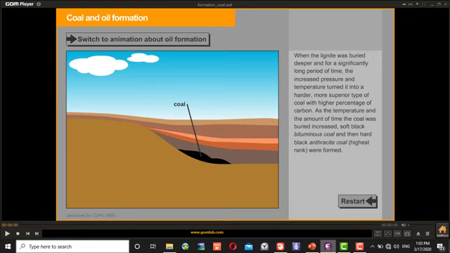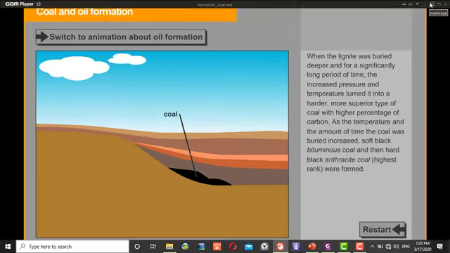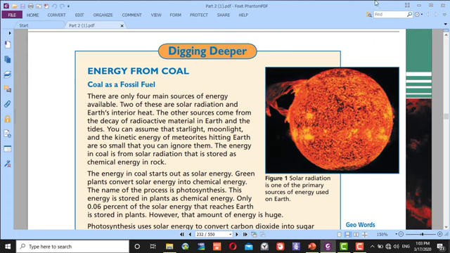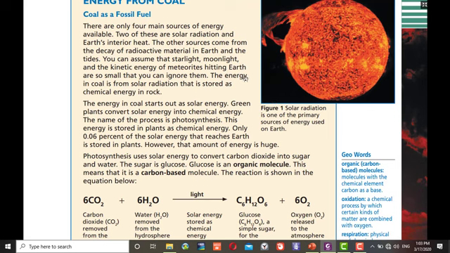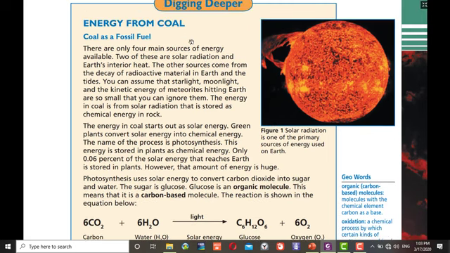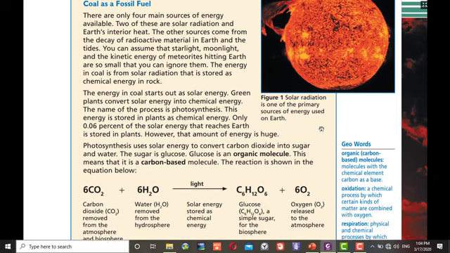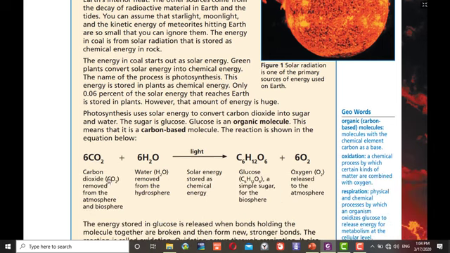If we return back to the Earthcom, chapter 7, section 2, we can find this. Coal as a fossil fuel: it talks about where the energy of coal comes from. It comes from solar radiation and photosynthesis in the plants. The photosynthesis equation is here. All of you know about it from preparatory school, by the way.